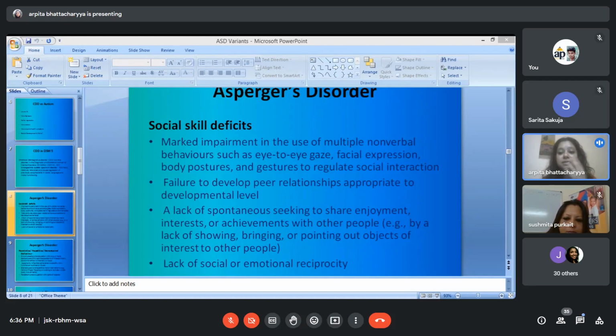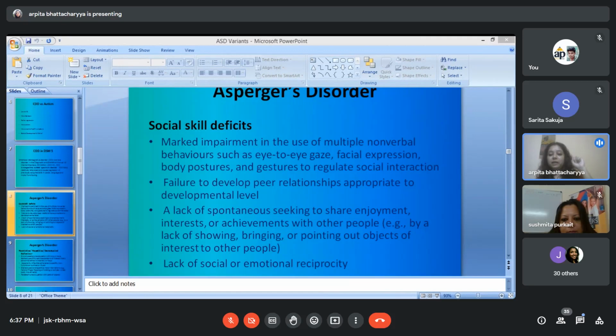So this direct eye contact is difficult. Understanding facial expressions of others, body postures, gestures, as I said, social cues, body cues, they won't be able to comprehend that. You have to just say directly, I am angry at you. Otherwise, they won't understand that you are angry at them. So failure to develop peer relationships, age-appropriate peer relationships are absent. And you know, spontaneous seeking to share enjoyment, interest, like lack of showing or bringing, pointing at objects.